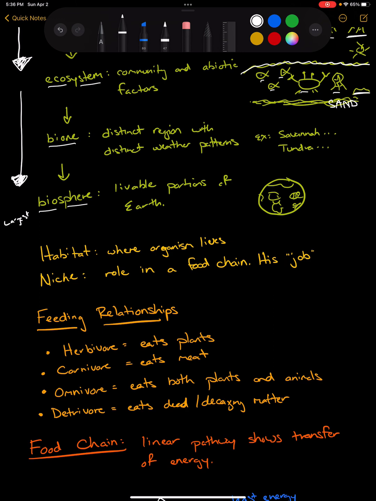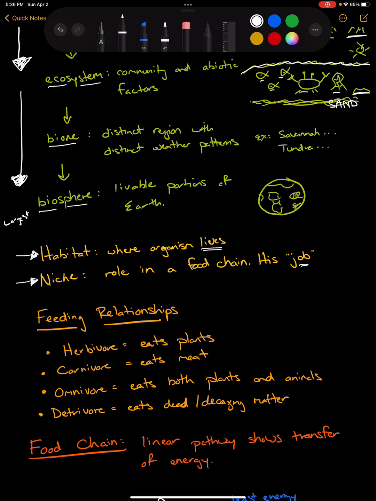Now, we talk about ecosystems and biomes and the biosphere. When we talk about a particular organism, we always refer to them in their habitat. Now, a habitat, by definition, is where my organism lives. Okay, it's where he lives. And where my organism lives is going to determine what his niche is. That's his role in a food chain. It's his job, okay?